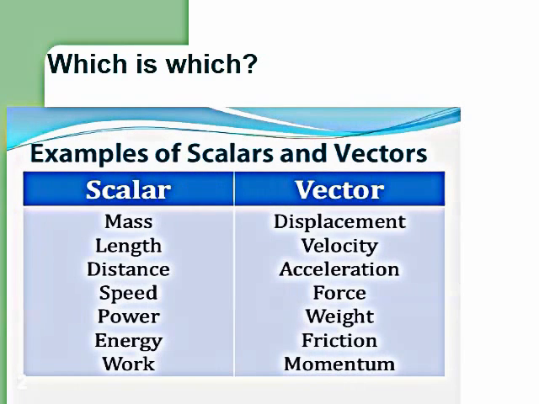Okay, so here is a table with some examples of scalars and vectors. You can see that scalar quantities are things like mass, length and distance, whereas vector quantities are displacement, velocity and acceleration. So again, I want you to pause the video now and have a little think of what is the difference between a scalar quantity and a vector quantity.